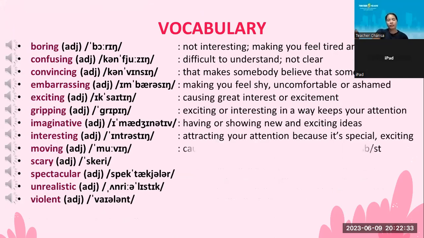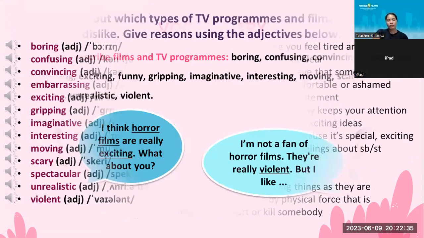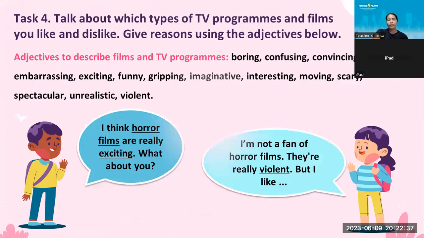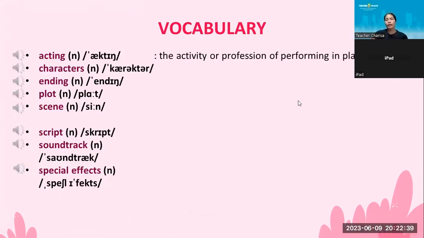Okay, so we are done with this vocabulary. So let's move on to this vocabulary. So we have acting, right? So what is acting? The meaning: the activity or profession of performing in plays, film. So that's how you act. Okay. Next vocabulary.